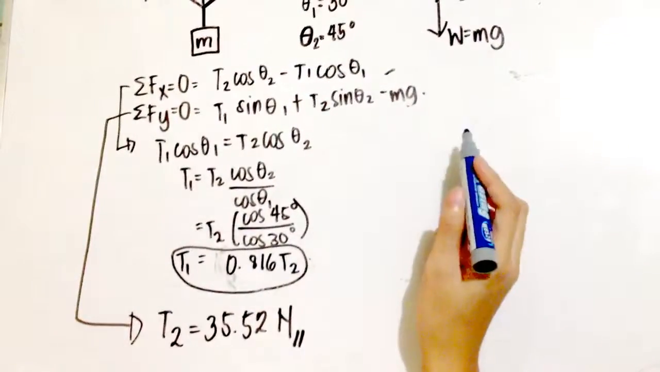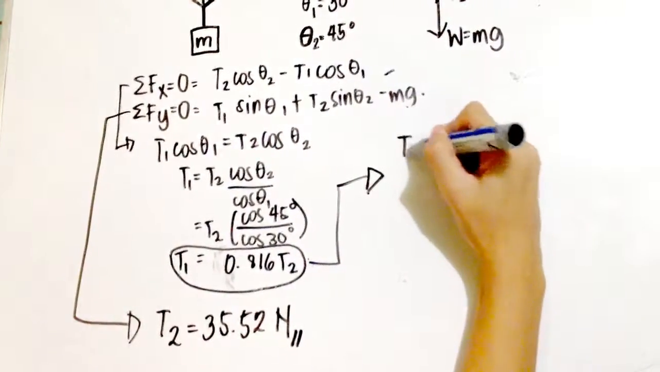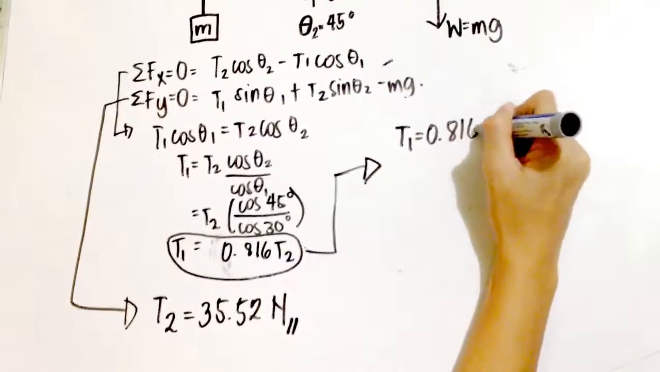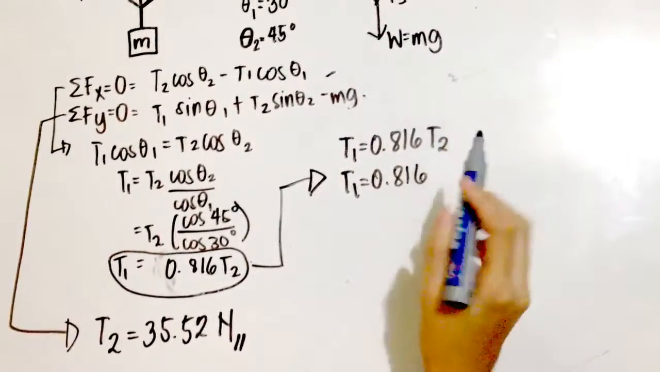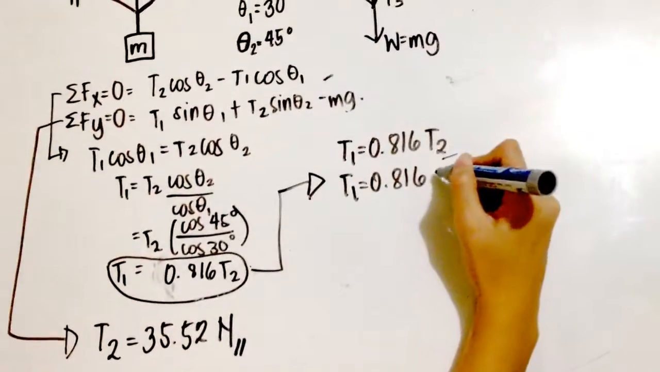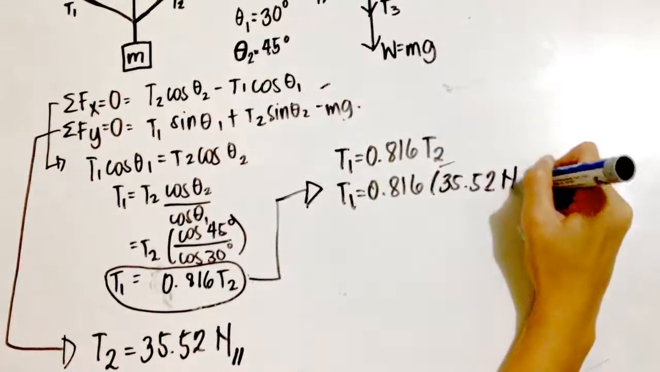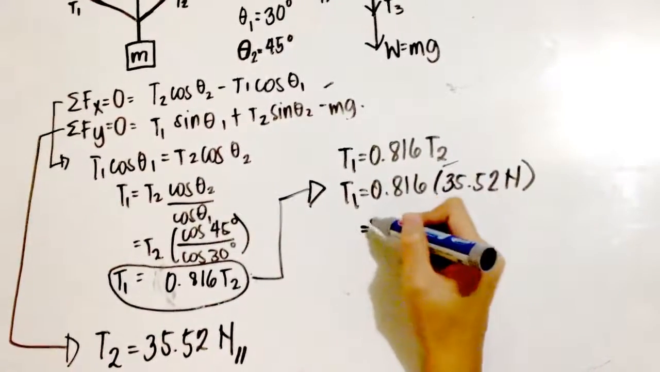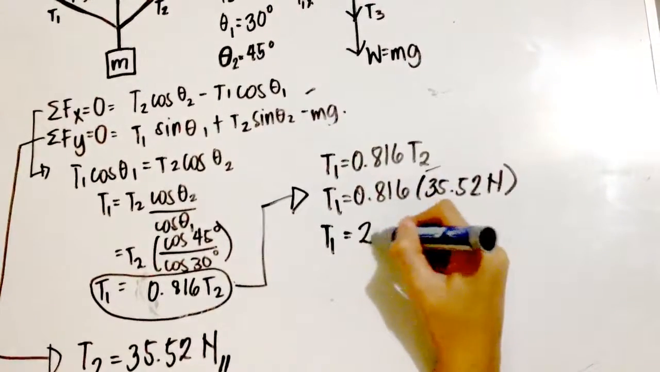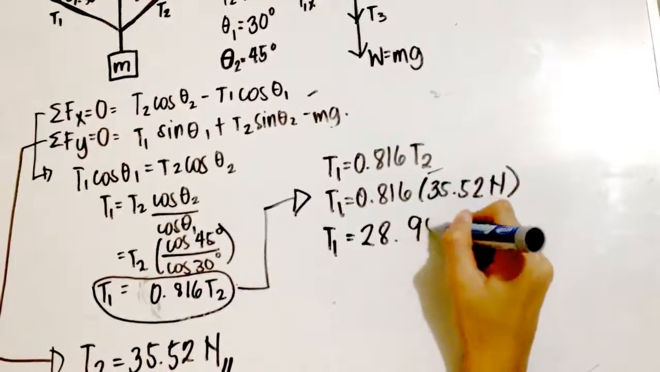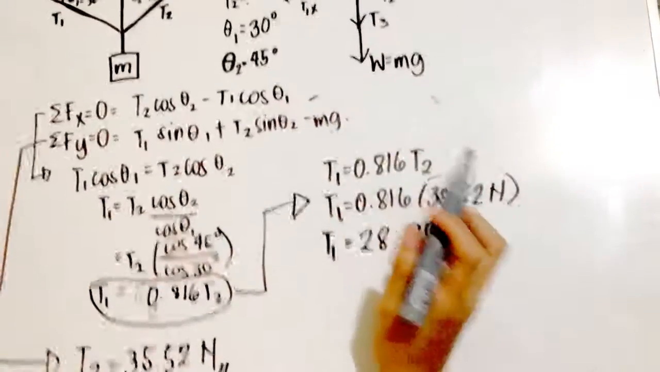So since T2 is already determined, let's go back to our first equation, which is not yet completely solved. Then we'll have T1 is equal to 0.816 T2. Then substitute it to 0.816 times 35.52 Newton. Then we'll have the final answer for the first tension, or T1, which is 28.98 Newton. So here's the final answer.